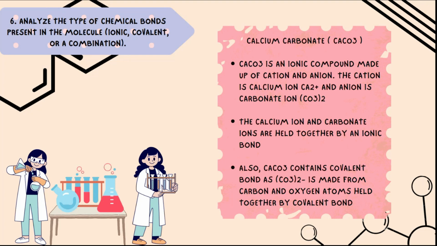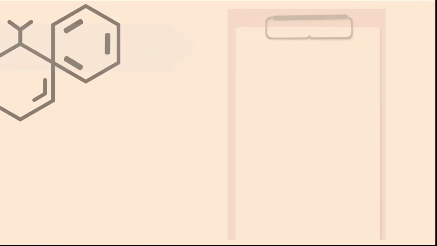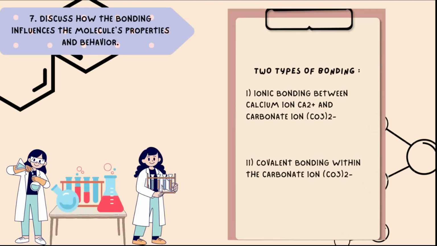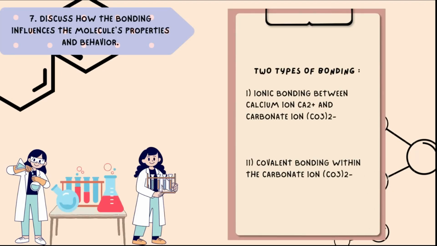For ionic bonding, it is between the calcium ion, Ca2+, and an anion, the carbonate ion, CO3 2-. For covalent bond, CO3 2- is made from carbon and oxygen atoms held together by covalent bonds. Next, about how the bonding influences the molecule's properties and behavior.